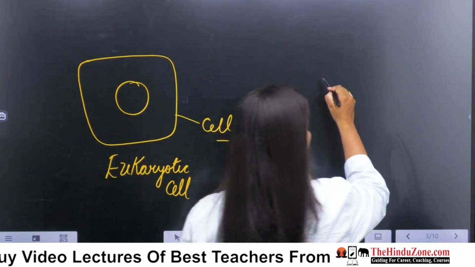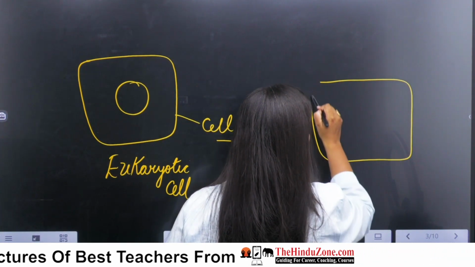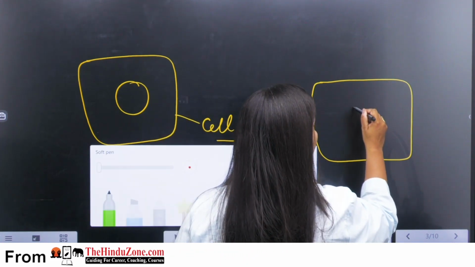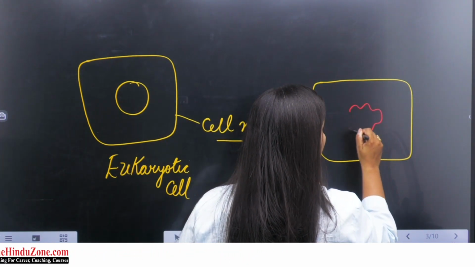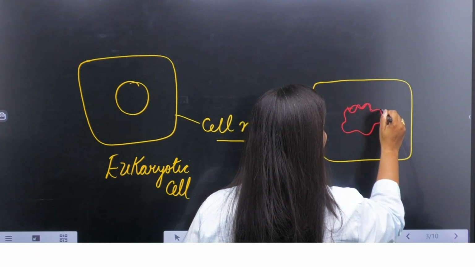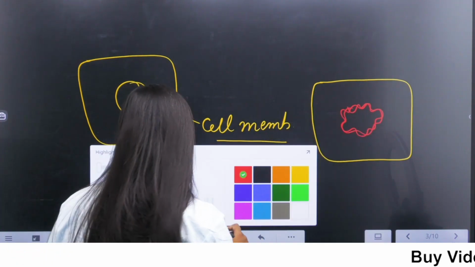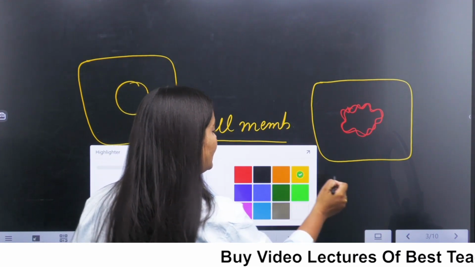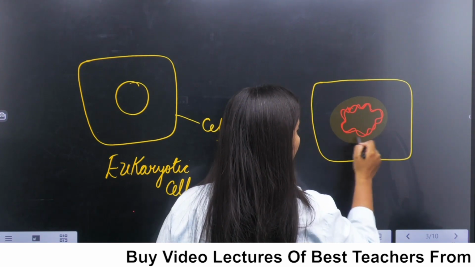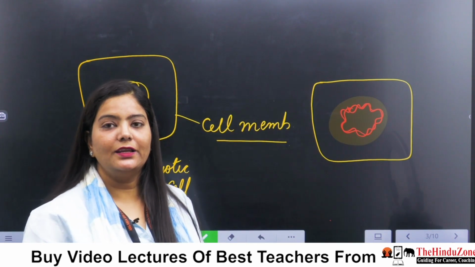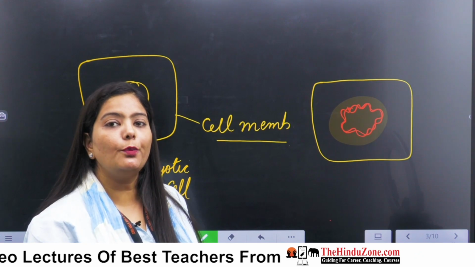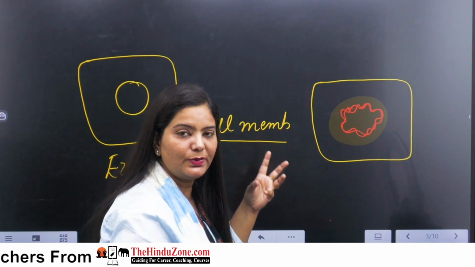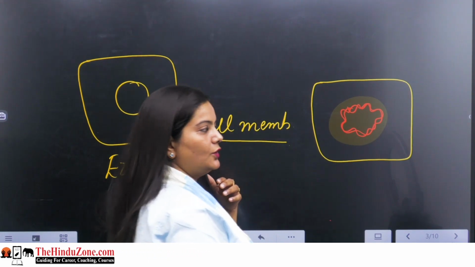But if there is a cell membrane enclosing the material inside, and in place of a proper nucleus there is just DNA present, and the area where this nuclear material is present is called the nucleoid, then this type of cell, where in place of a proper nucleus there is a nucleoid region, is called a prokaryotic cell.